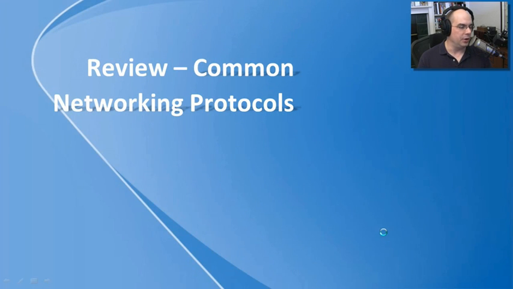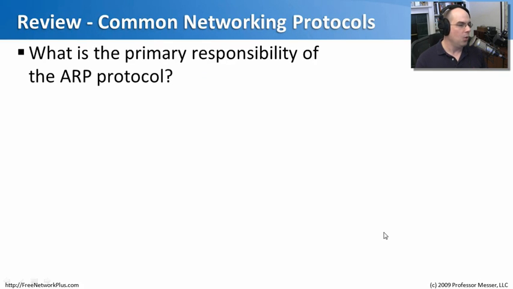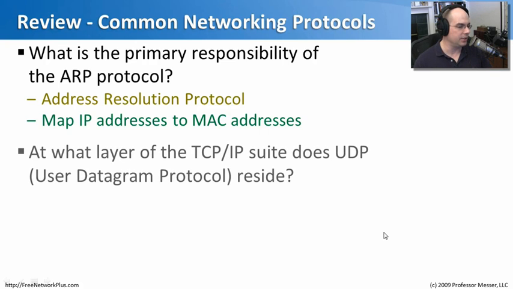Let's see what we've learned about our common networking protocols. Our first question here is, what is the primary responsibility of the ARP protocol? Well, if you remember, that's our address resolution protocol. So it would make sense that that address resolution protocol be able to map protocols like IP addresses to our MAC addresses, and at a fundamental level, allow devices to communicate across our networks.